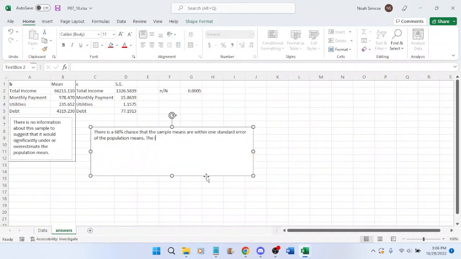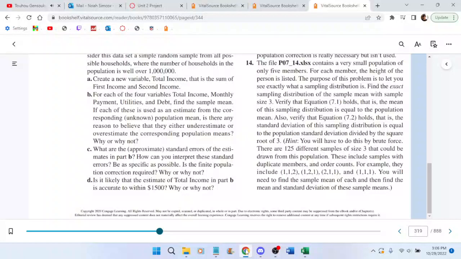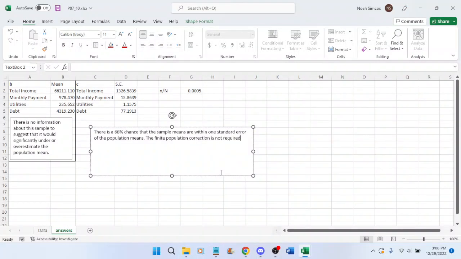The finite population correction. Wait. Is not required because n divided by N is only point. So this would be 1%. This would be 0.01. 1%, so 0.05%, far less than that.